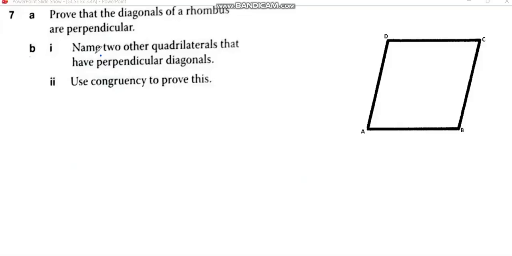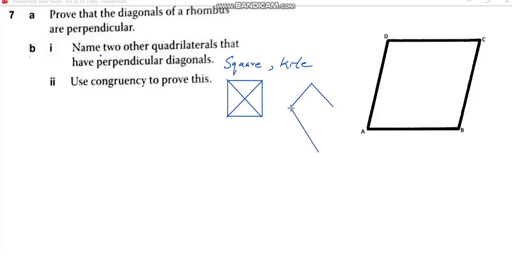In part B, we have to name 2 other quadrilaterals that have perpendicular diagonals. So in the square and kite, we see perpendicular diagonals. Like if we see the square, for example, if I make a square, you can easily see that if we draw the diagonals, they will intersect each other at 90 degrees. And similarly in the kite, if I construct a kite and draw the diagonals, you will see that the diagonals intersect at 90 degrees. To draw the diagonals, I will just join the opposite vertices. So you can see that the diagonals are crossing each other at 90 degrees.